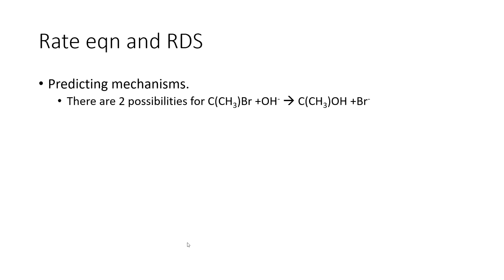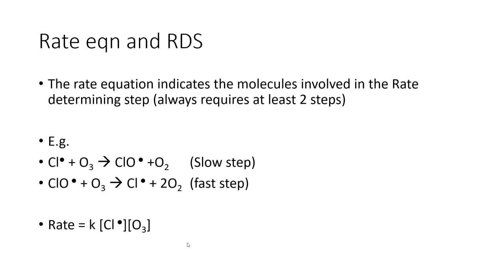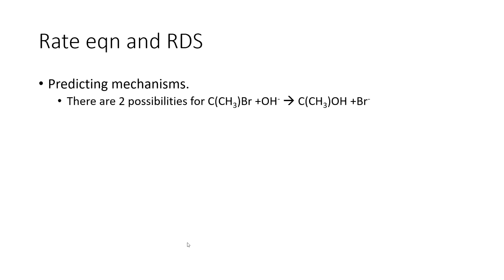Alternatively, instead of using the mechanism to tell us the rate equation, which is what we've used there, we can use the rate equation to work out a possible mechanism, or to pick between two. Okay, so for the reaction of 2-bromo-2-methyl propane with hydroxide ions, there are two options.